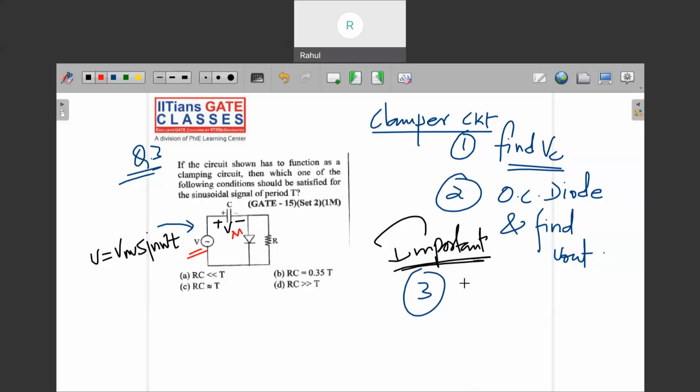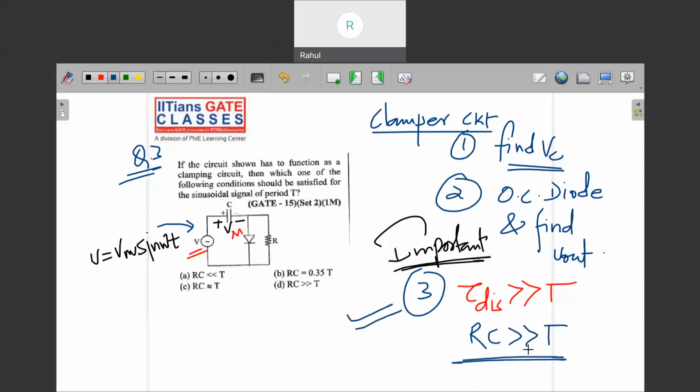So your discharging time constant should be far greater than the time period of the waveform, right? This is a very important condition. Your discharging time constant should be very high. And what is the discharging time constant here? RC, right? Once the diode is open, your capacitor will start discharging through this R, but you don't want this capacitor to discharge. So this is a very important condition for a clamper circuit. This is very important for a peak detector as well. So RC must be far greater than T.